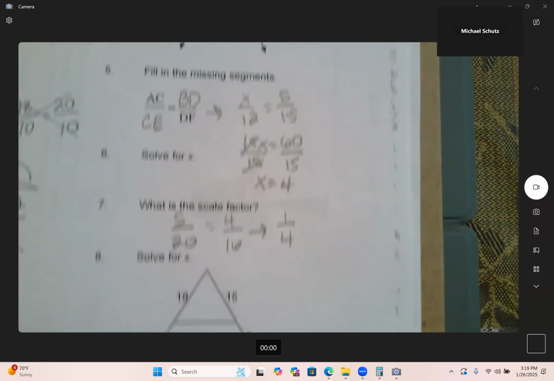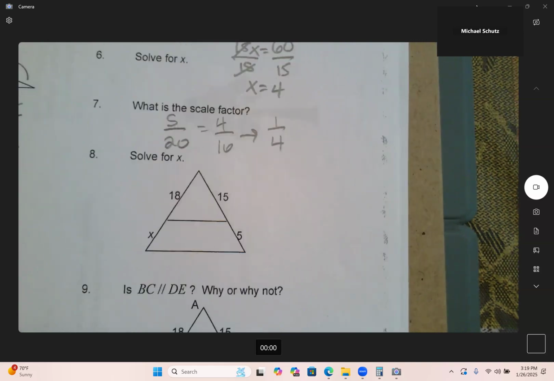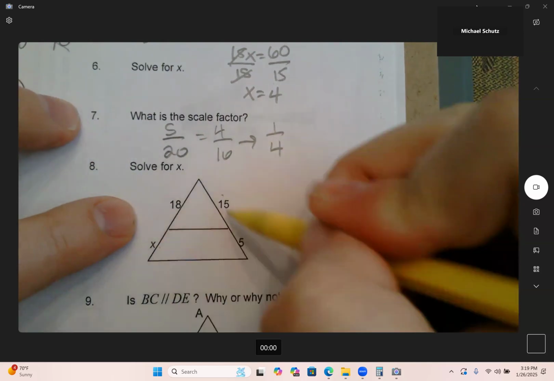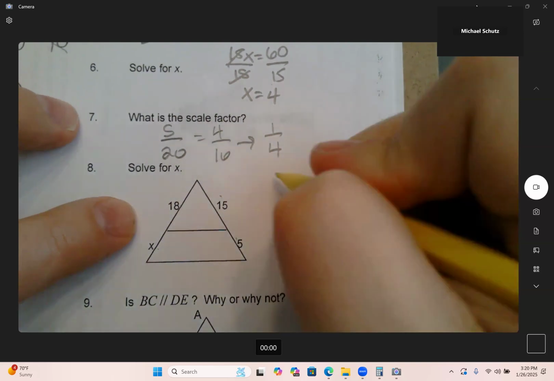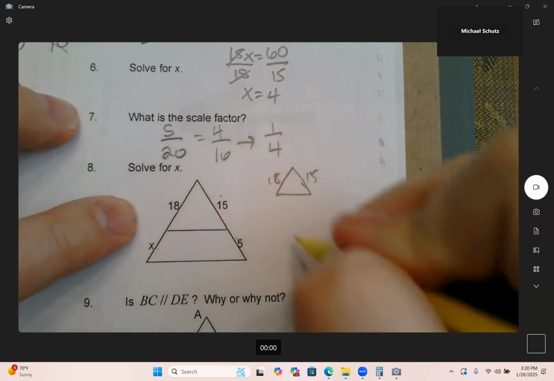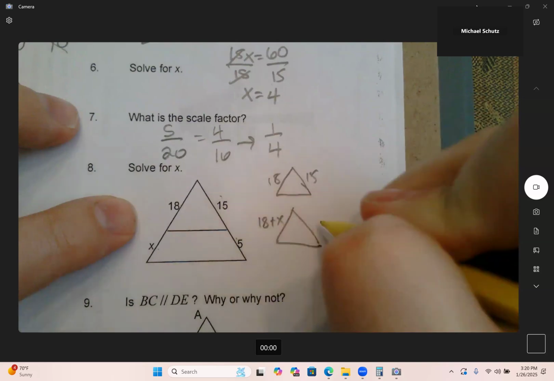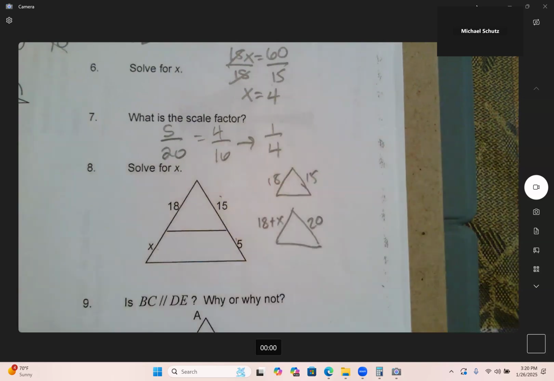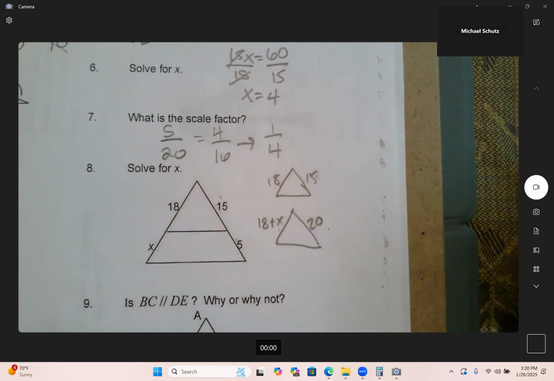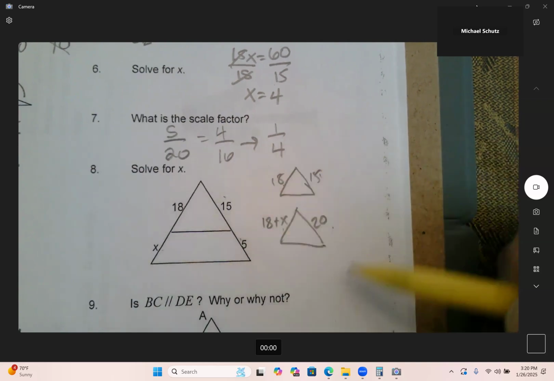Okay, let's take a look at number 8. You can do this over this equals this over this if you want. You can also do two similar triangles. So this could be 18 and 15 for the small triangle, and then you have this larger triangle. This would be 18 plus x and then 20. So you could do 18 over 18 plus x equals 15 over 20, and that works. That, in fact, works all the time.